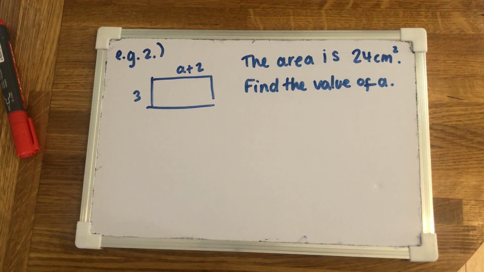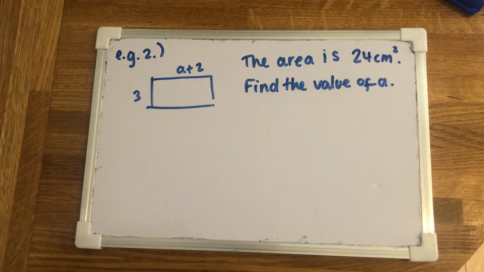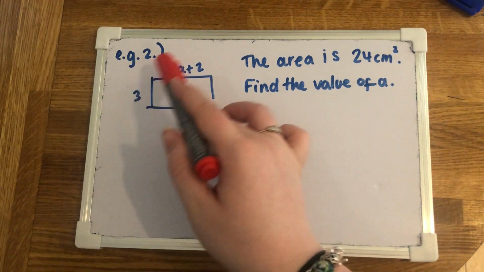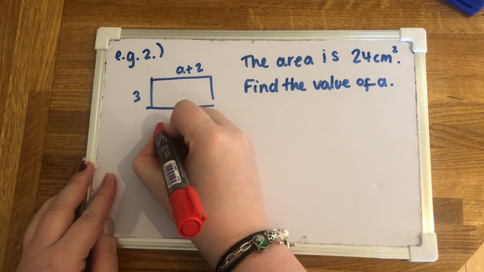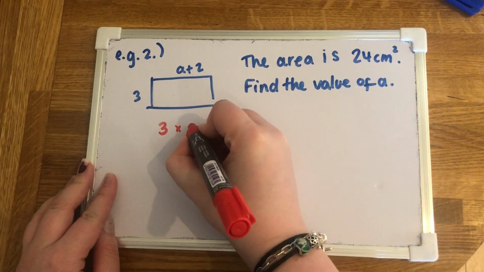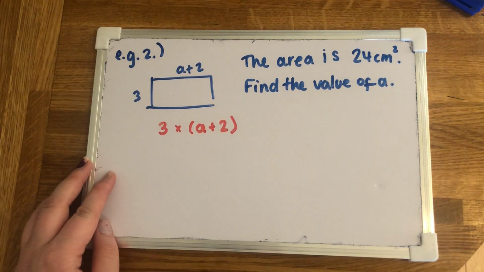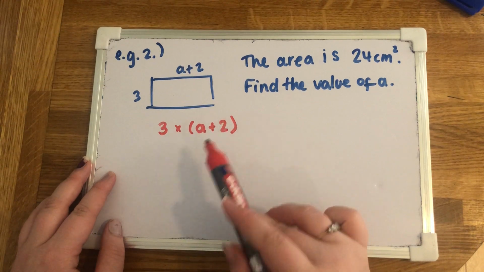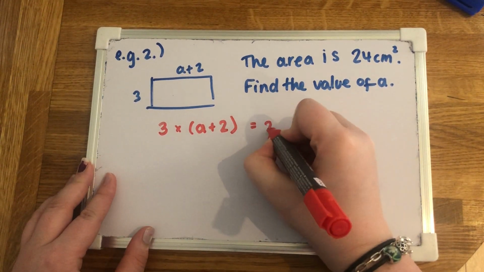Okay, next one. So we've got a rectangle. We're told that the area is 24 centimetres squared. We now need to work out the value of A. So the area of this rectangle, all you do is multiply the two sides together. So the area of this would be 3 times A plus 2. Now the reason why I put brackets around it is because the 3 has to multiply with both of those, not just the A. Okay, and we know that that's equal to 24.